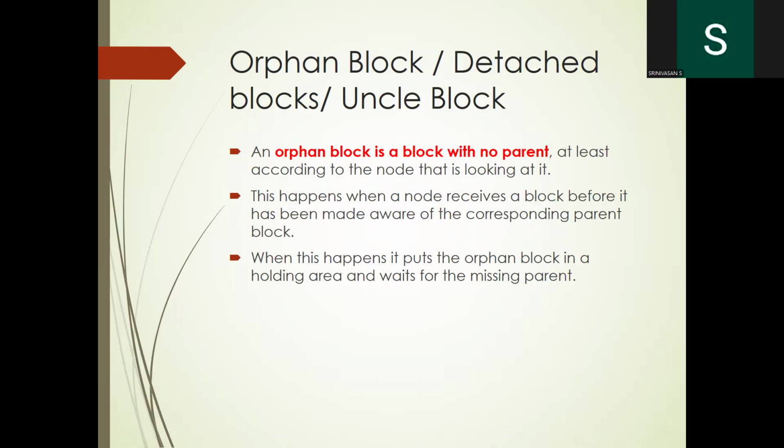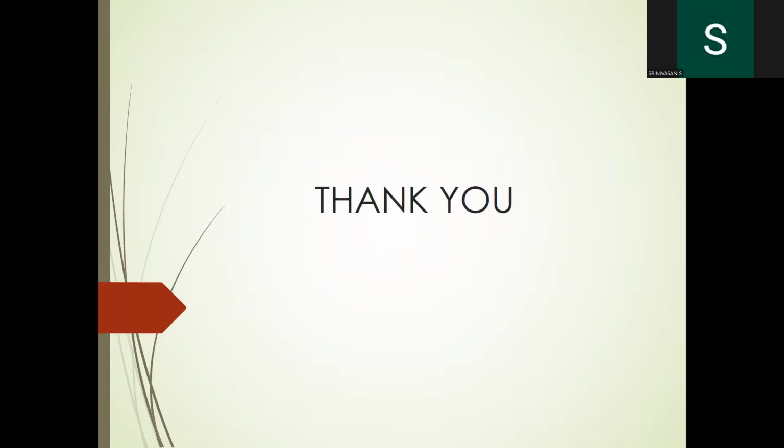The third type of block is orphan block or detached block or uncle block. This kind of block has no parent, and these blocks are created when the node receives the block before it has been made aware of the corresponding parent block. So as soon as it happens, it puts the orphan block in a holding area and waits for the missing parent.